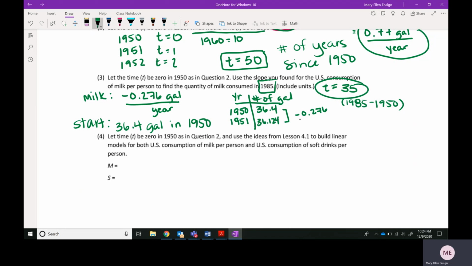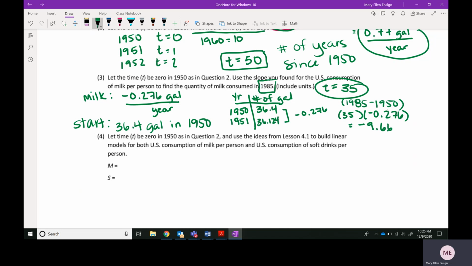Well, every single year, I go down by the same amount. When it goes down or up over and over and over the same amount, that's where I look at multiplication. So I'm going to say 35 times negative 0.276, and that gives me negative 9.66. So you always want to stop and think about, what does this mean? Like, what am I doing? I think sometimes students just try to start pulling stuff like, oh, we multiply, we add, we subtract. Well, wait, take a pause, right, and think about what this means.